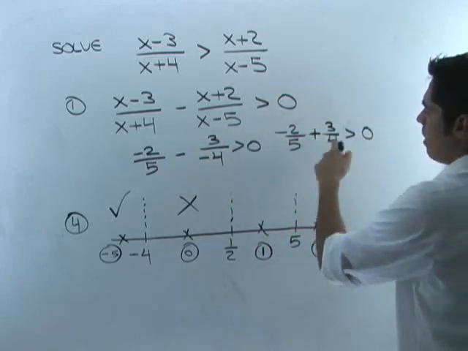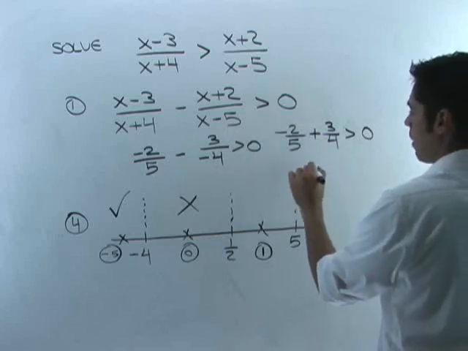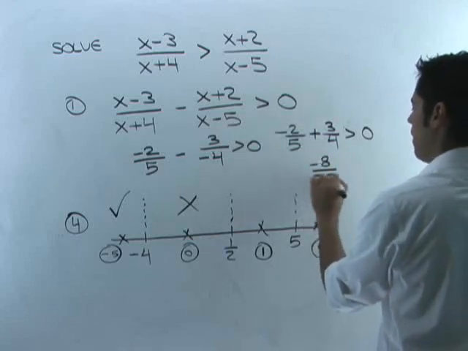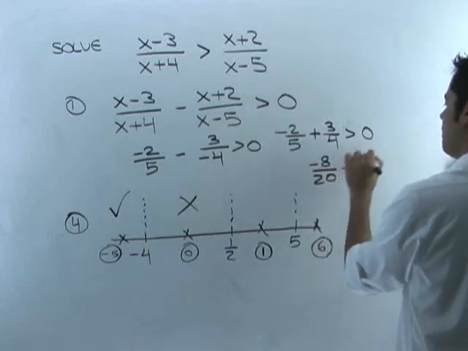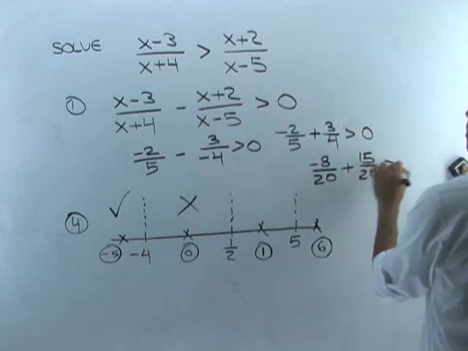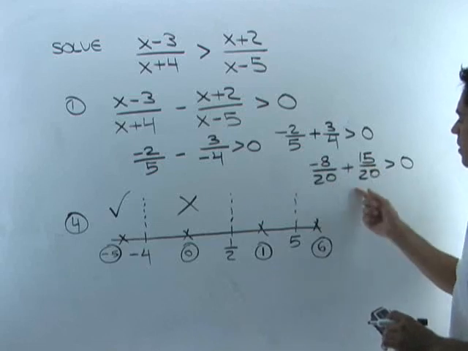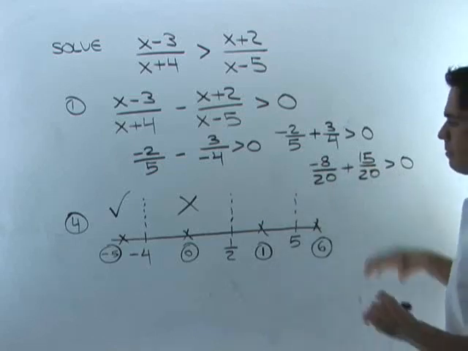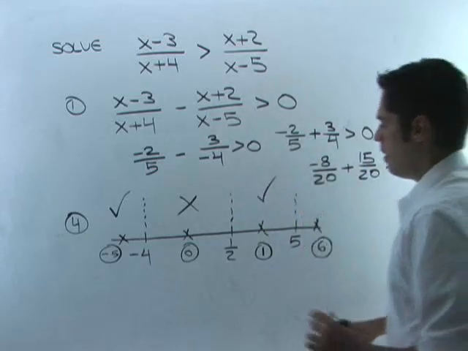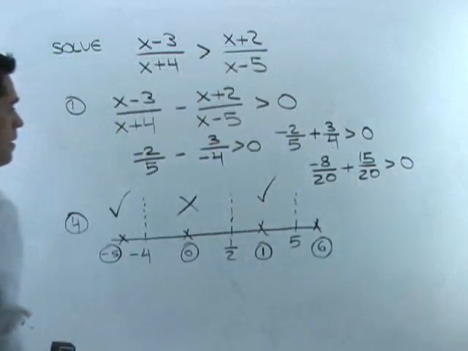Okay, now common denominator again. What we're going to have is negative 8 over 20 plus, let's see, 15 over 20 greater than 0. And you can see negative 8 plus 15 is 7, so you'll get 7 over 20. That is a positive number, so this region does work. And now we're ready for our last region.